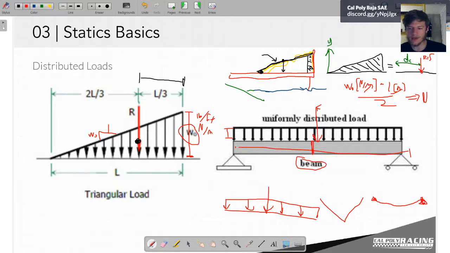But that's basically all distributed loads are. Whenever you're trying to solve statics problems for them, they tend to look much more antagonizing than they actually are. All you have to do is calculate an area and calculate a centroid.